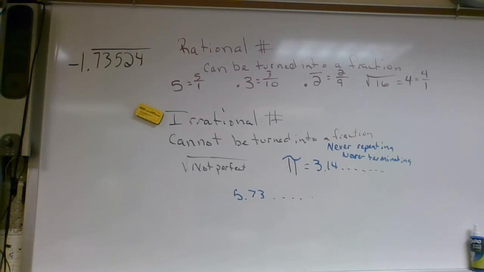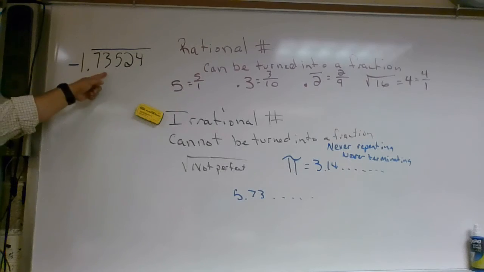Negative 1.73524 with the line over the top of the 73524. Is this rational or irrational? What do you think? Why rational so quickly? Done, that's exactly right. I don't care about the negative sign. It means nothing to me. The key to this one is, it's a repeating decimal.